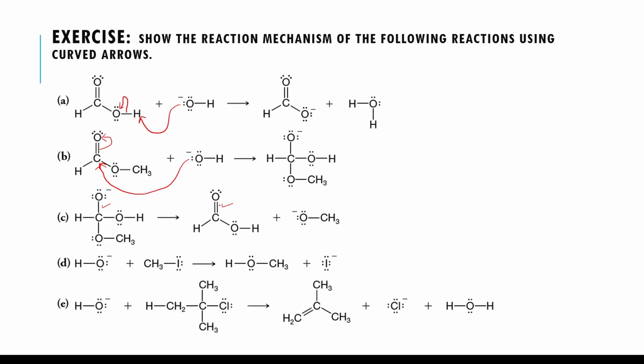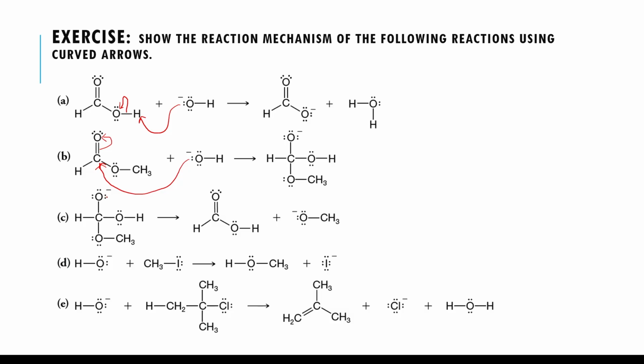How can this pi bond be formed? We have to use this lone pair to make the pi bond. Then the bond between carbon and oxygen is breaking and this methoxy anion is leaving. So after summarizing these things in the reaction, we can easily write the reaction mechanism to justify these findings.